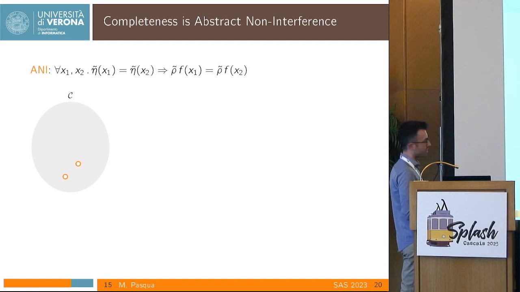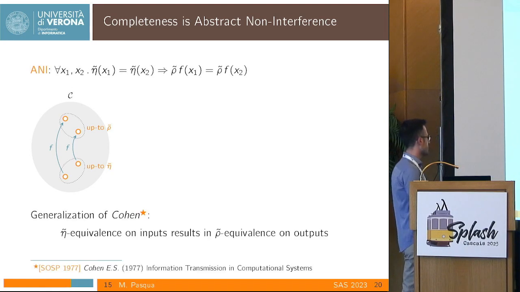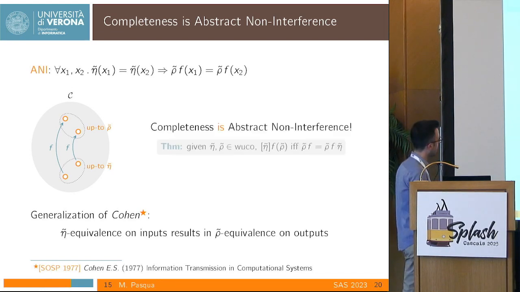And indeed, abstract non-interference basically says that if we have two inputs that are equal up to eta, and we compute the function on these inputs, then we end up with outputs that are equivalent up to rho. This is a generalization of the Cousot and Cousot classic non-interference, but this is exactly the definition of completeness we have seen before. I give you an idea of one of the implications, and we prove also the other implication. So we prove that completeness is equivalent to abstract non-interference.